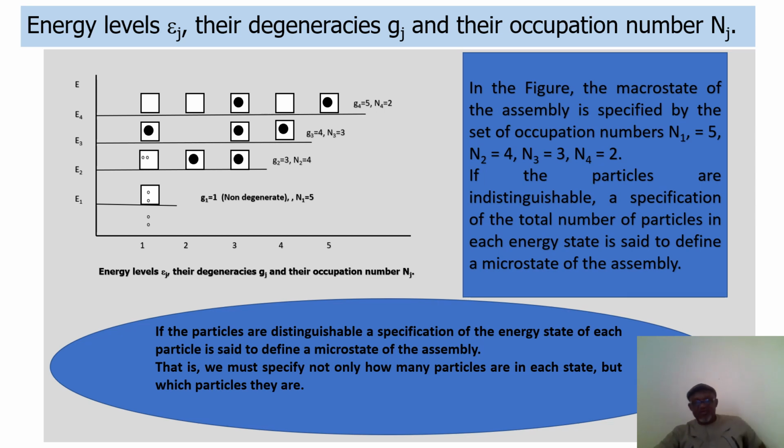This is exactly what we want to look at, whether they are distinguishable or not. If the particles are distinguishable, a specification of the energy state of each particle is said to define the microstate of the assembly. That is, we must specify not only how many particles are in each state, but which particles they are. But if the particles are indistinguishable, a specification of the total number of particles in each energy state is said to define the microstate of the assembly. So we're looking at indistinguishable and distinguishable particles.